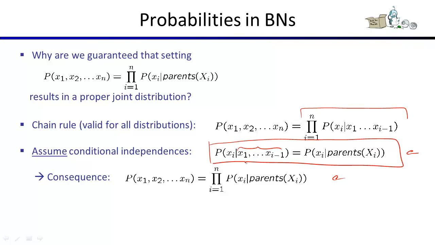Nowhere in this proof that we can define joint distributions through Bayes nets did we use any assumption of physical causality. There's no notion of physical causality in the math.